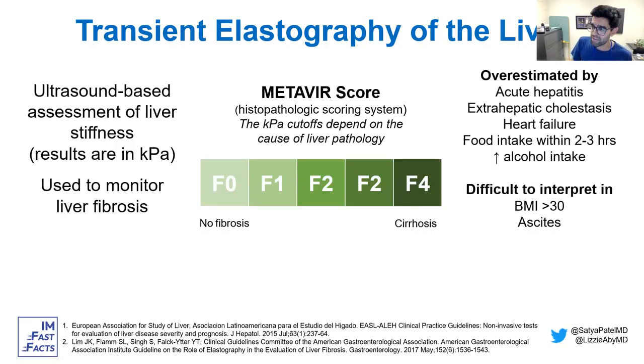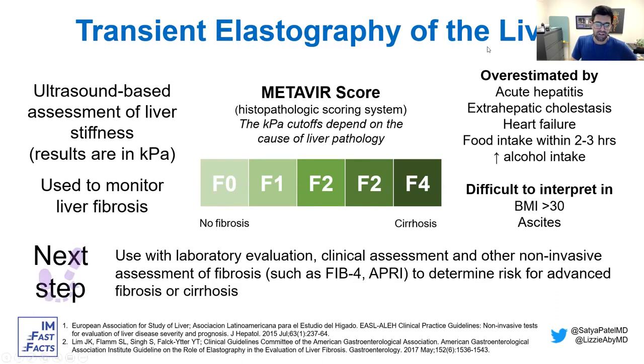It can be overestimated in acute hepatitis, extrahepatic cholestasis, heart failure, food intake, alcohol intake, and it's difficult to interpret in a BMI greater than 30 or ascites. Finally, the next step after you get this is to use lab evals, clinical assessment, and other assessment tools such as the FIB4 or APRI, which are not covered here, to determine the risk for advanced fibrosis or cirrhosis. And that's it.